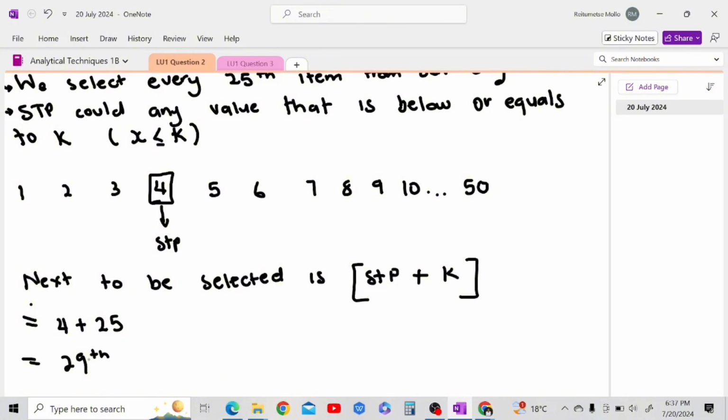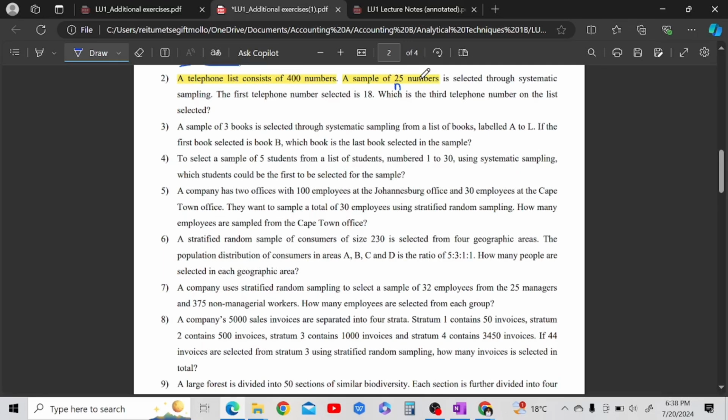Okay, so let's move to question number 2. Question number 2 is also systematic. In question number 2, they say a telephone list consists of 400 numbers. So we have a list that consists of 400 numbers. A sample of 25 numbers is selected. So look, this sample, this 25, is going to be our small letter n. And then they say here, a sample of 25 numbers is selected through systematic sampling.